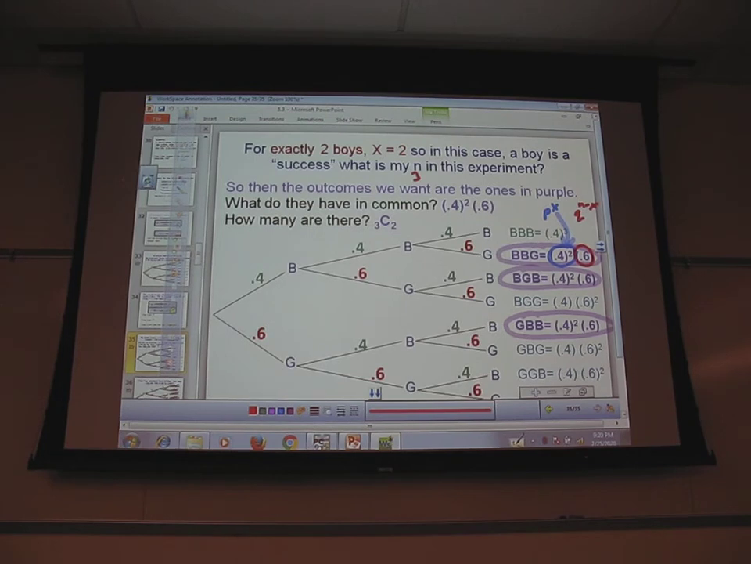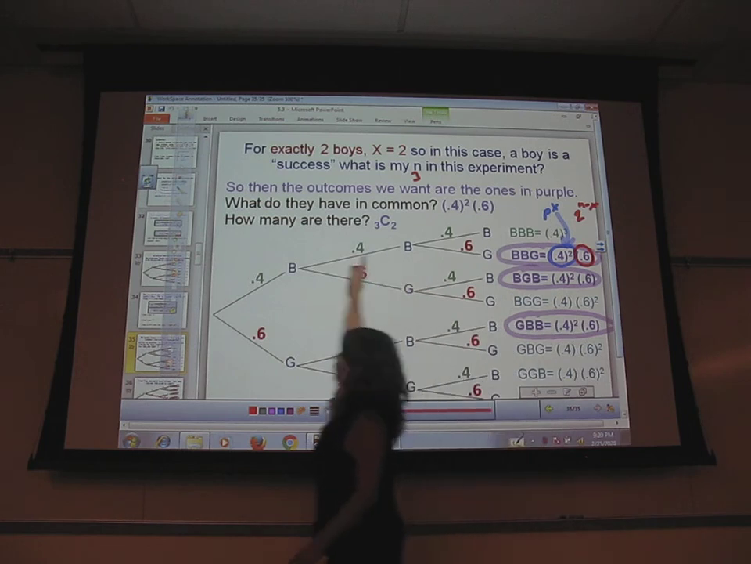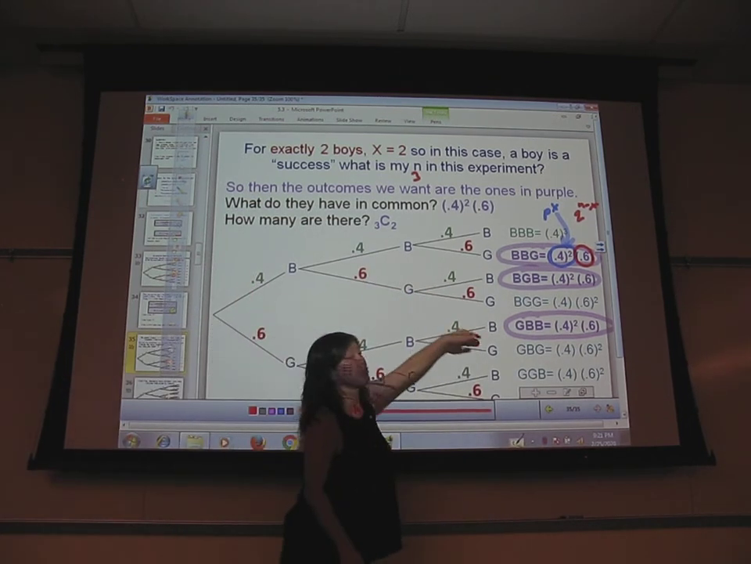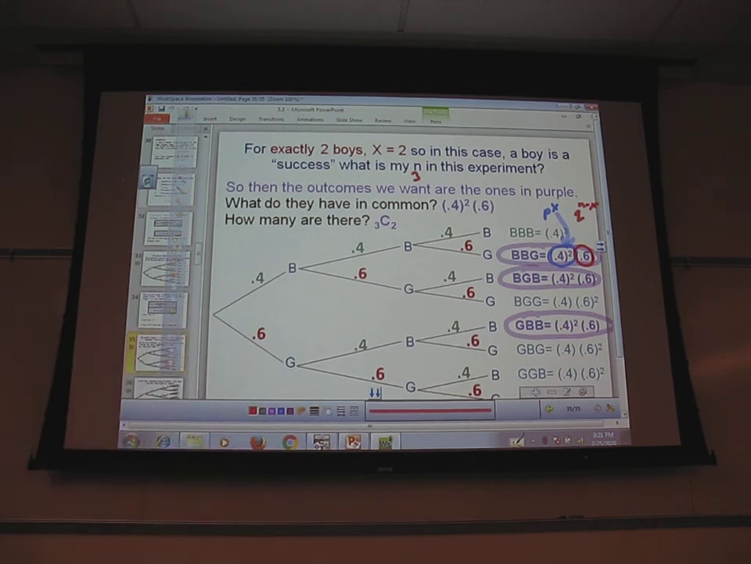How many ways can I pick 2 of them to be boys? I can pick these 2, or these 2, or these 2. I have 3 items. I need to choose 2 of them. Does order matter? No, I'm just choosing 2 of them to be boys. So order doesn't matter. 3 items, choose 2. That's where we get the n choose x from. That tells me how many branches are going to be there.